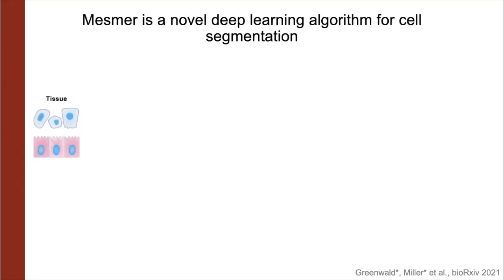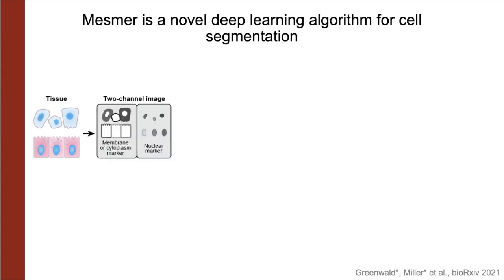To address this issue, we created a novel deep learning architecture, which we're calling Mesmer. Mesmer is specifically designed for segmenting tissue imaging data. The input to the Mesmer model is a two-channel image. The first channel, which defines the membrane or cytoplasm of the cell, is used for cell shape. The second channel is a nuclear marker, which defines the nucleus of the cell.